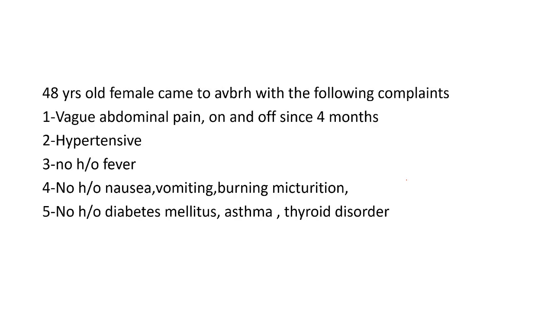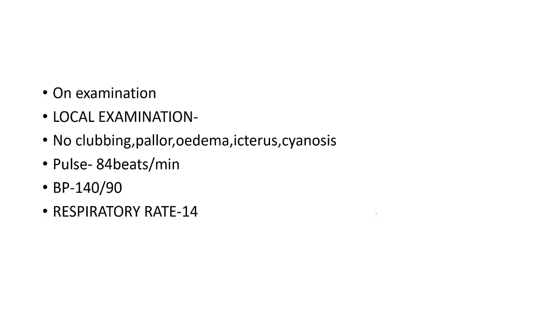So we have a 48-year-old female with the following complaint. She has had vague abdominal pain on and off for 4 months. She was hypertensive. There was no history of fever, nausea, vomiting, burning micturition, no history of diabetes, asthma, or any thyroid disorder. On local examination, nothing was found: no clubbing, pedal edema, icterus, or cyanosis.